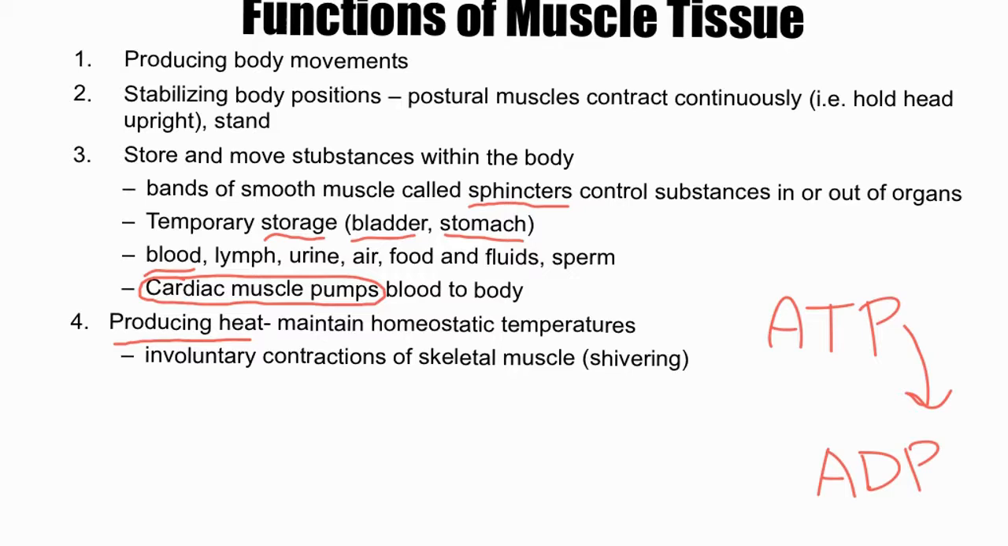Also, in the contracting muscles, you have different fibers that are sliding against each other, and that friction can also produce heat, which helps keep your body warm. And also, of course, if you're really cold, your muscles will start to involuntarily shiver or shake, and that's to help you produce more heat.